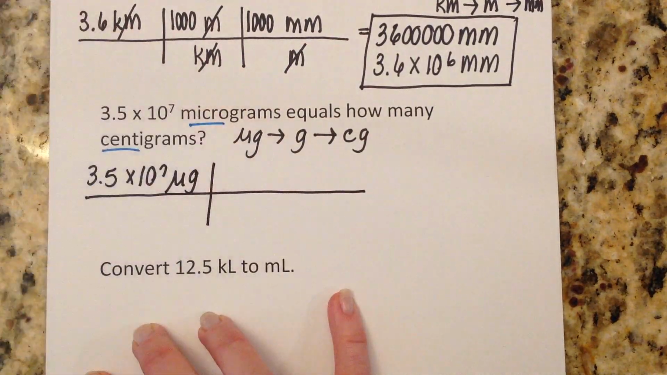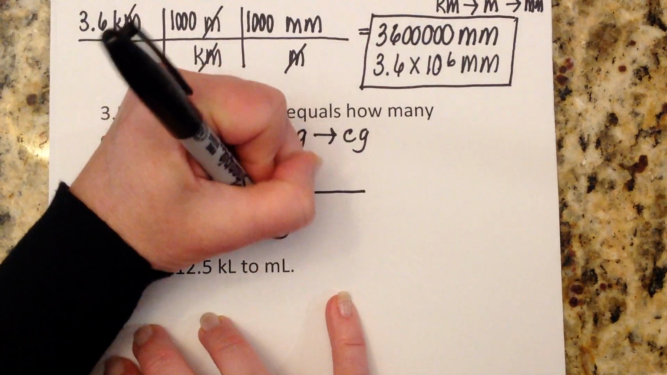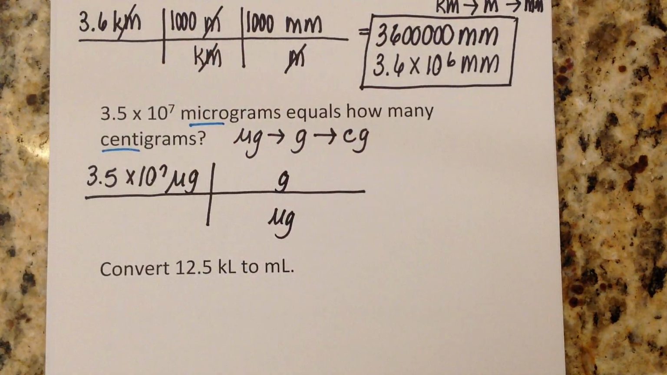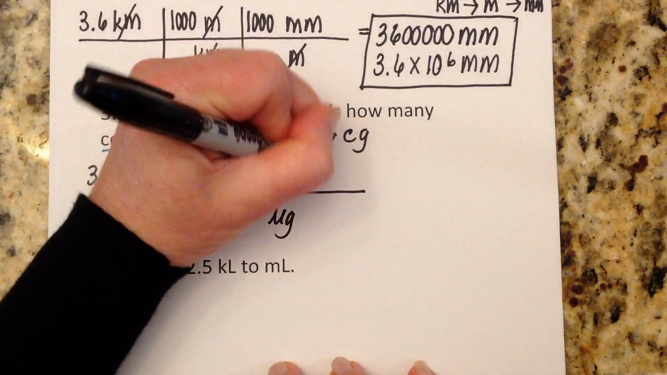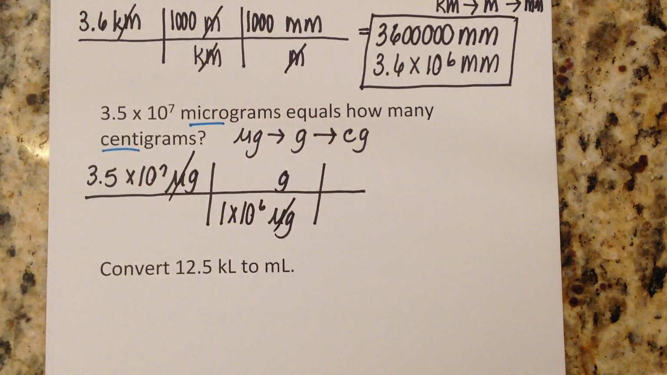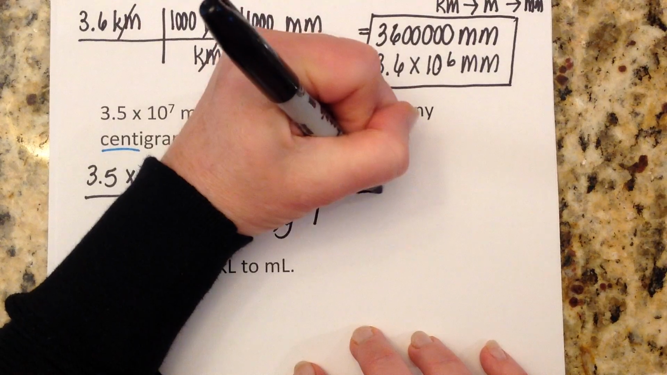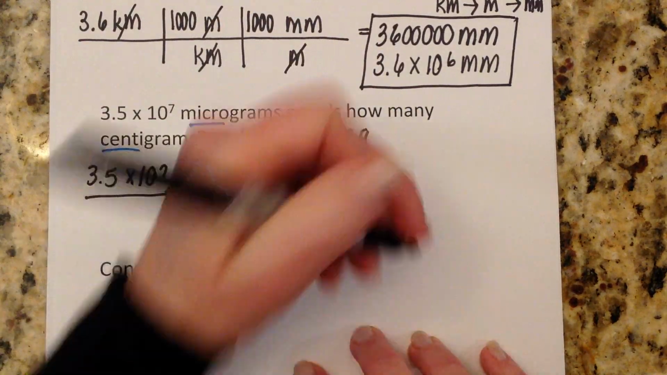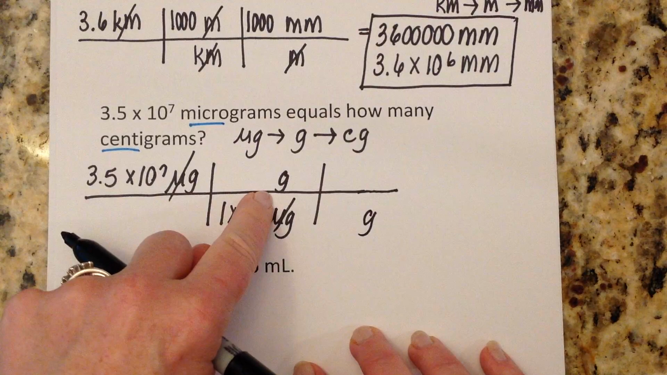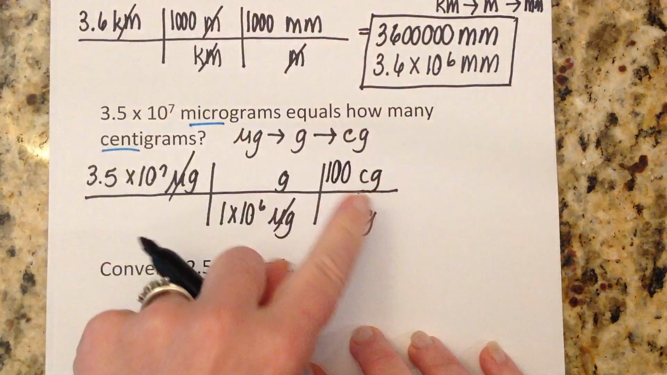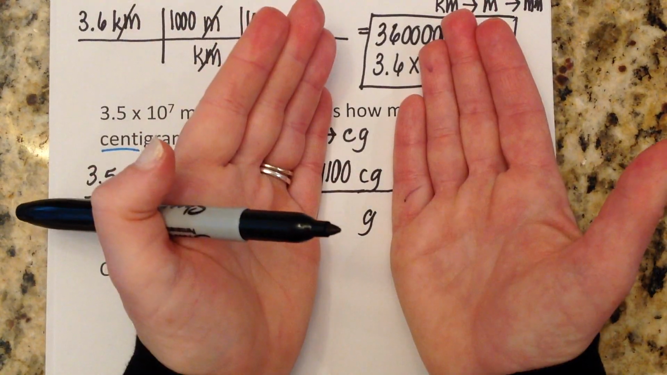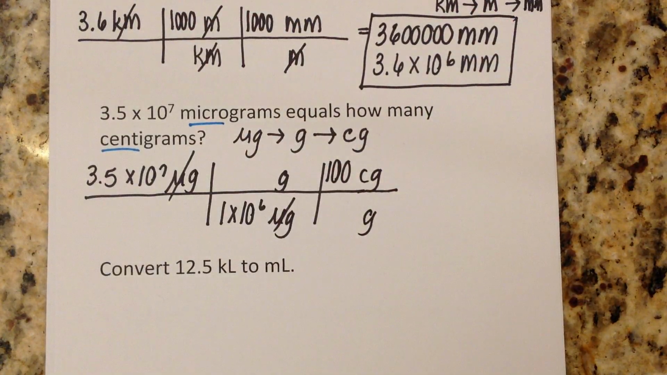Long line, short line. I know micrograms is going to be on the bottom, and I know I'm going home to grams on the top. Micrograms smaller, I know that there's 1,000,000 micrograms per gram. We're done with micrograms. Now, not there yet because I still got to get to centigrams. I know grams going to go on the bottom because it was on the top here. I know that there are 100 centigrams in a gram. Just look at it. Does that make sense? Yes, a centigram is smaller and centi means 100. I'm done. I'm going to multiply across the top.